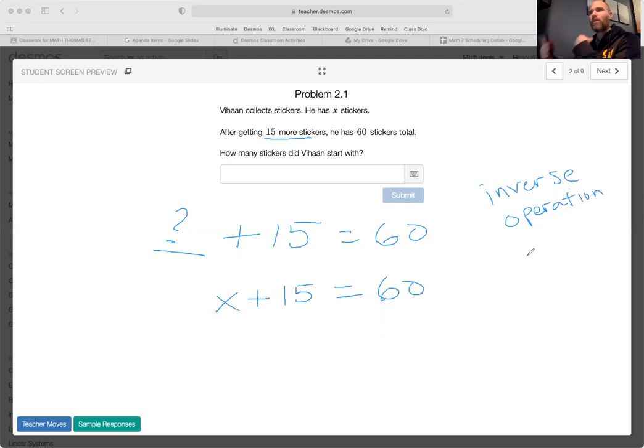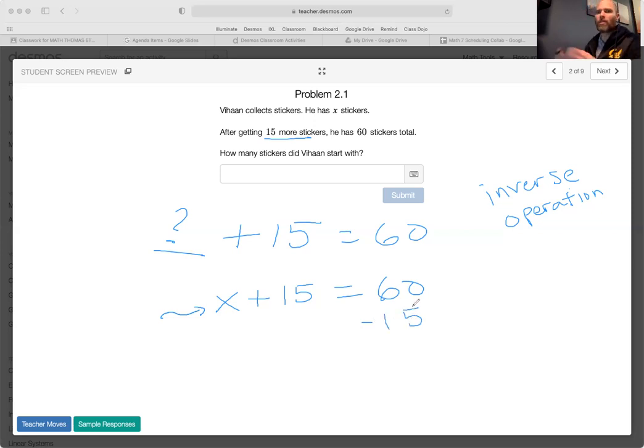And the fact that those operations undo each other is really useful in solving equations like this. Because if I have some number that I don't know, this unknown number here, but I know that when I add 15 to it, I get 60. Well, that means if I subtract 15 from 60, I should be able to get back to this unknown number. So I want to subtract 15 over here.